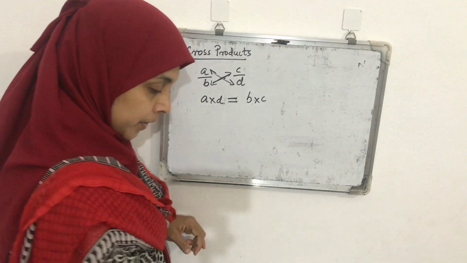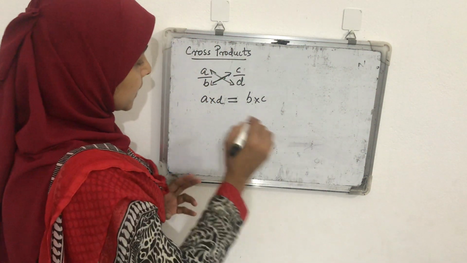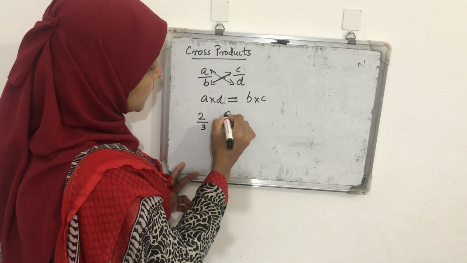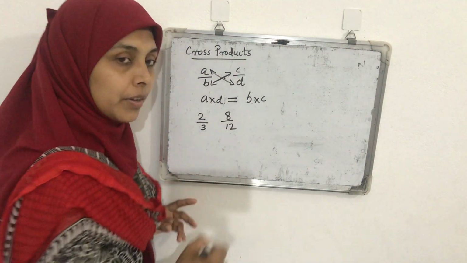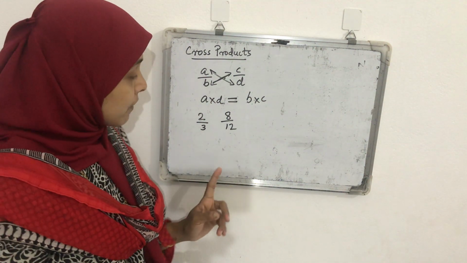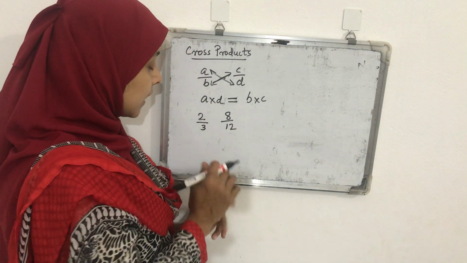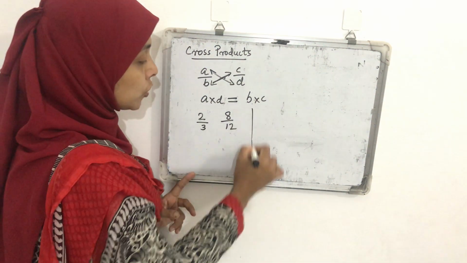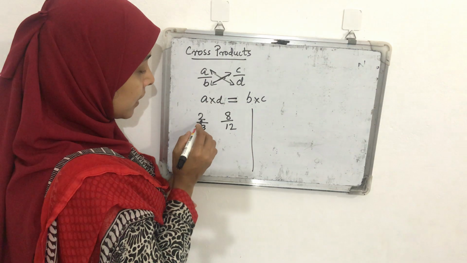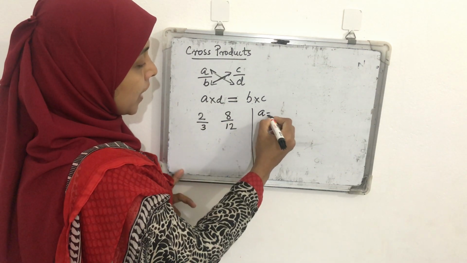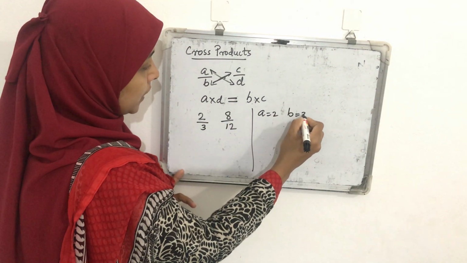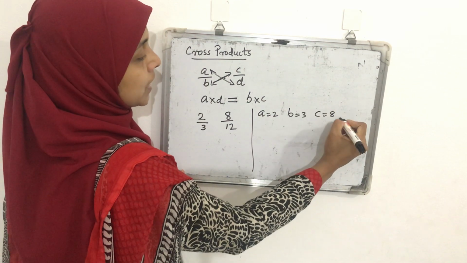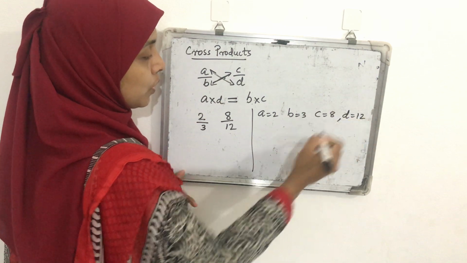Look at one example. Two rationals are given. One rational is 2 by 3 and the second rational is 8 by 12. We want to check whether these two rationals are equivalent or not. So we find their cross products. What is a here? In this case a is 2 and b is 3, c is 8 and d is 12.